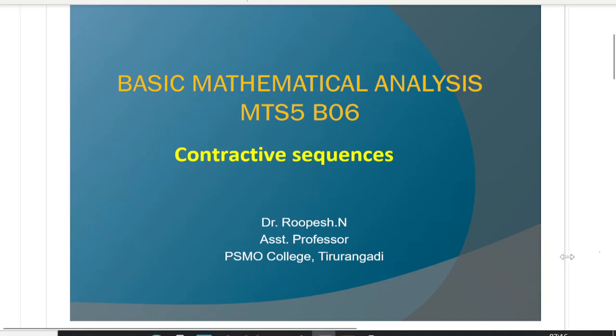Welcome to another session of basic mathematical analysis. Today we are going to deal with contractive sequences. First of all, we will examine the definition of a contractive sequence, and after that we will move to one interesting example and one theorem. The theorem says that every contractive sequence is a Cauchy sequence, hence it converges.